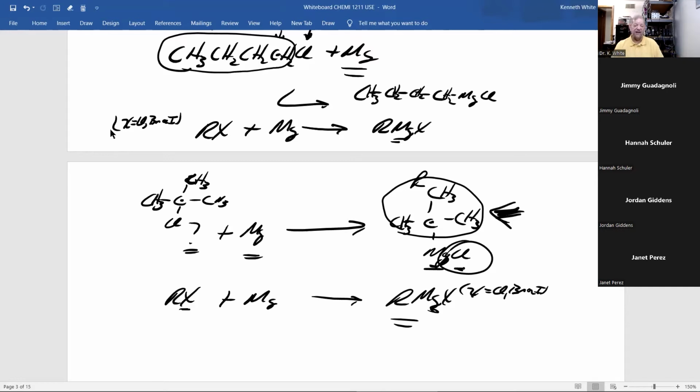And I'm done. And that's how you make the Grignard reagent. And that's how you synthesize the specific one. Now, one of the questions you should have is, what are you getting all excited about a Grignard reagent? What do you do with it? This is what you do with it. You do the Grignard reaction.